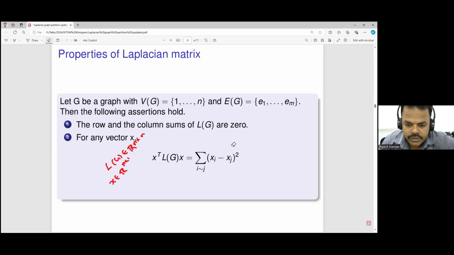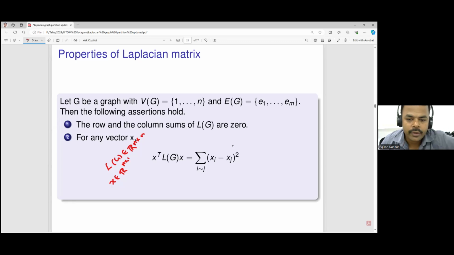So this is a number. And something you can see here: this is the sum of squares. Every entry is a square. So hence the entire quadratic form is the sum of squares. So this quantity is always greater than or equal to 0.